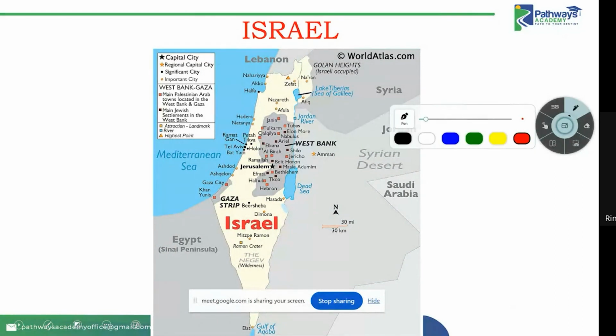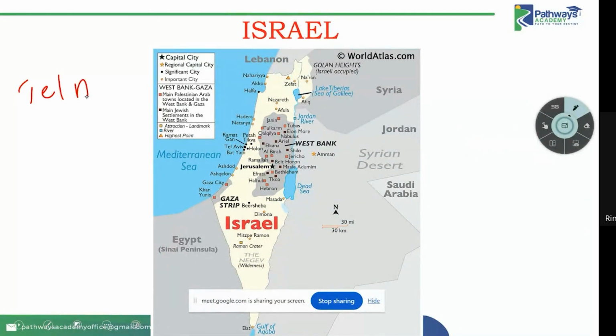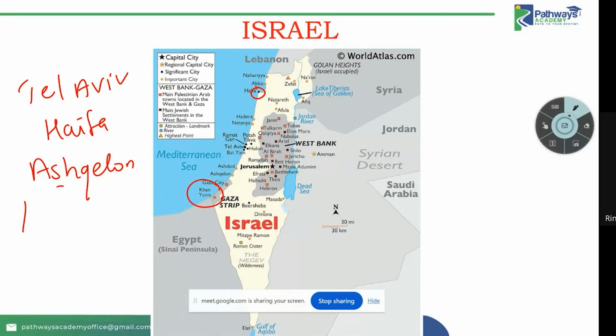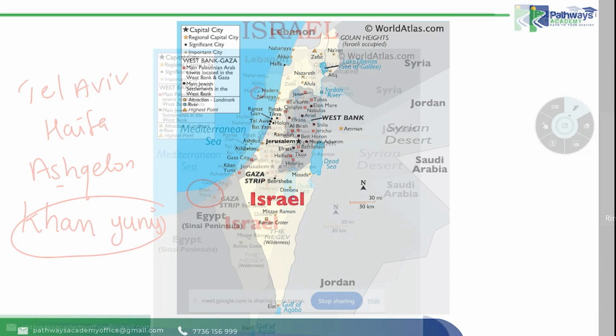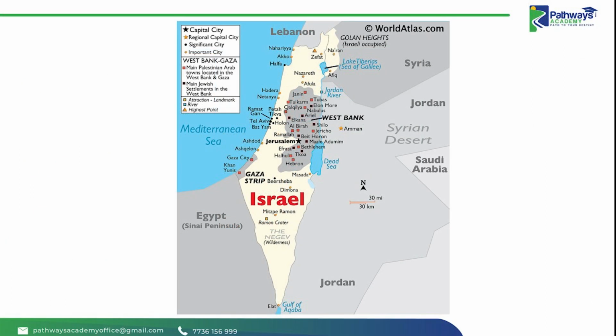The two major cities are Tel Aviv, which is on the banks of the Mediterranean, and Haifa, a port city, also on the banks of the Mediterranean. Next one is Ashkelon. I think this year the question will be Ashkelon. Then another most important city is Khan Yunis. It is in the Gaza Strip. These are the major cities in Israel that came in our last year newspapers.